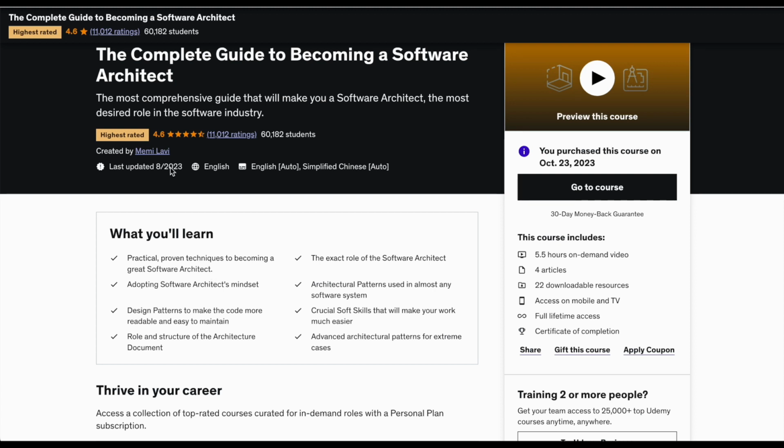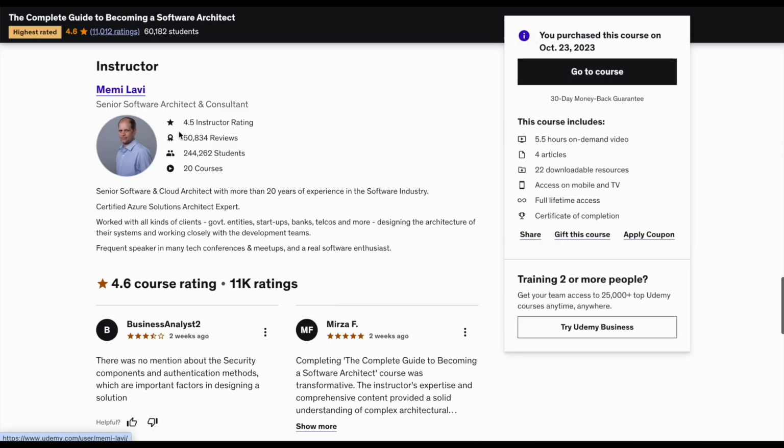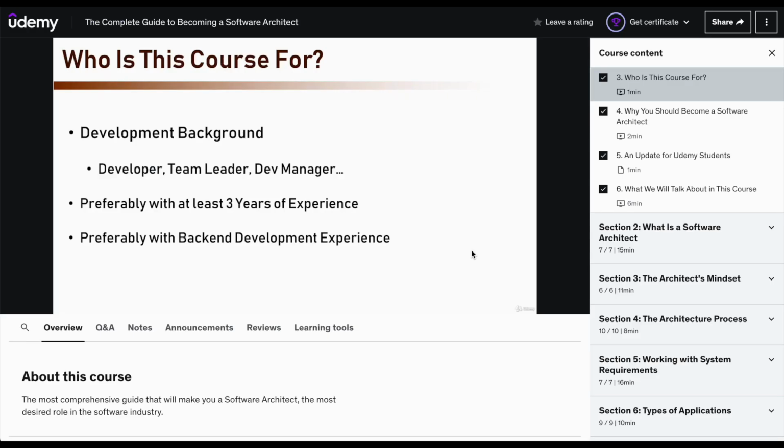So starting out, this course is taught by Memi Lavi, and he has been a software architect for over 20 years. And he starts the course off by telling us who this course is actually for, which is for people who have some experience in their careers and specifically with some developer experience. I actually think you can still go through this course without developer experience, but there are some concepts that he goes through that can be a little bit more difficult to grasp.